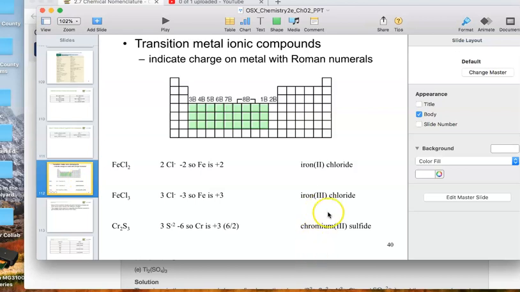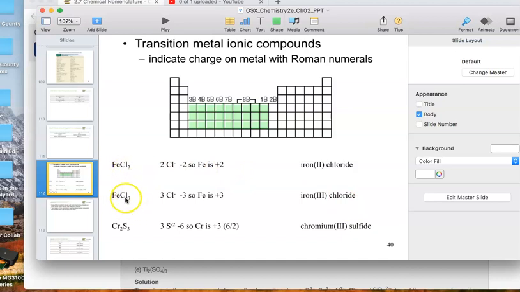All right, so now we need to talk about naming compounds that have a transition metal. Okay, so we have an ionic compound. We have to figure out the charge on the metal with a Roman numeral. So I sort of mentioned this on Wednesday. We have FeCl2 versus FeCl3, and so obviously both compounds cannot be called iron chloride because they're completely different.